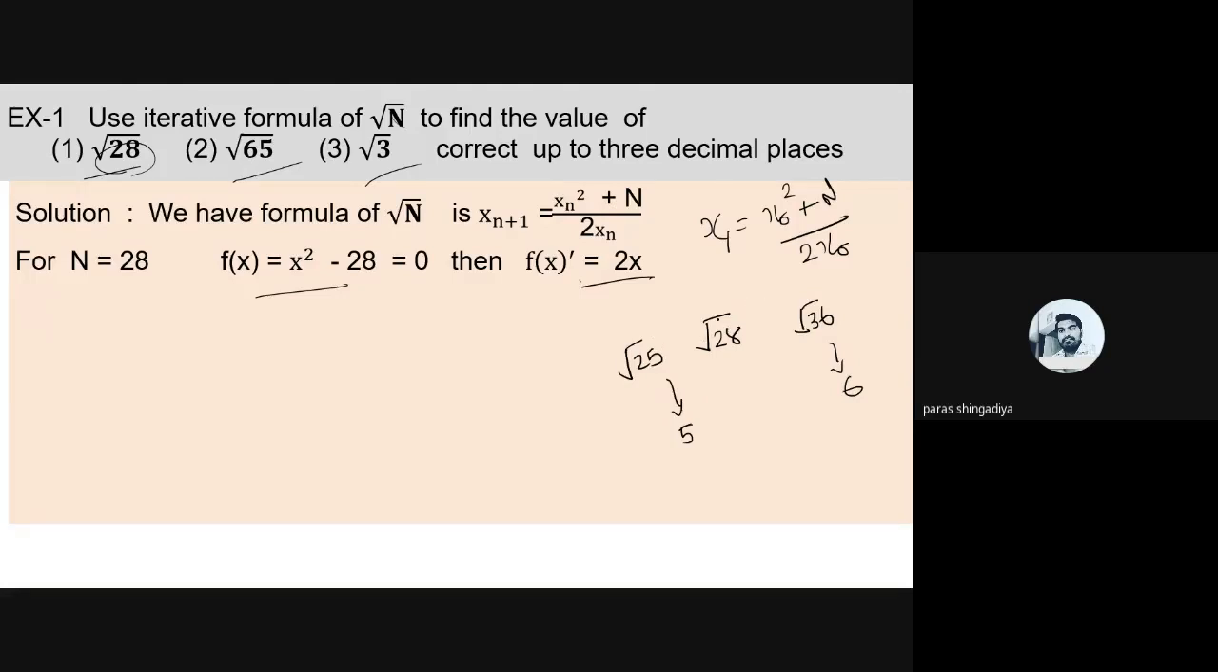Okay, which two perfect squares does the answer of root 28 lie between? Whatever the answer of root 28 is, which we don't know right now, it will be in between the square root of 25 and the square root of 36. Okay, so based on that we can predict x0. Clear? We can consider one starting value to predict the answer of x1, to predict the answer of the first iteration.